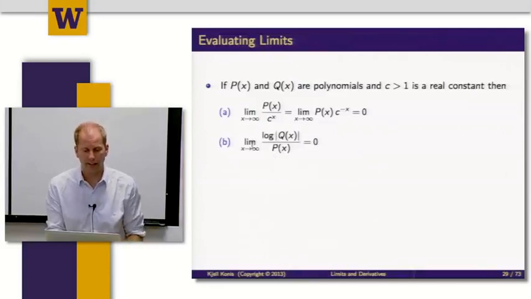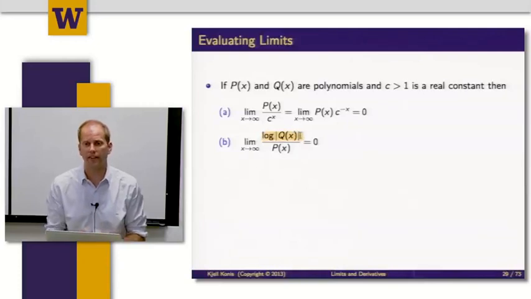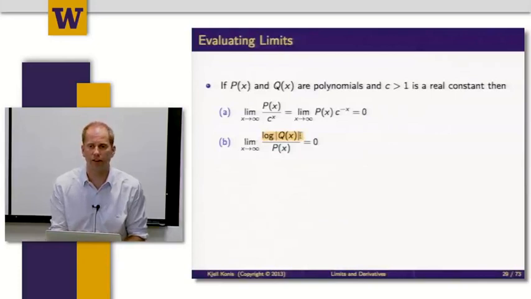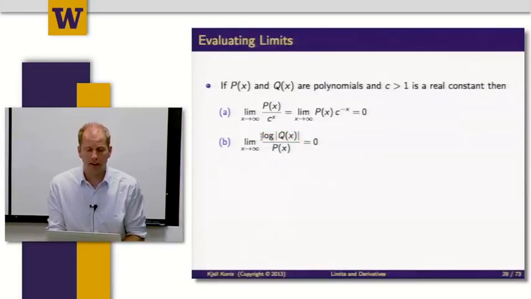And then kind of a similar result: if I take the log of the absolute value, so I need the absolute value just because of how log is defined. It's not going to work very well if I give it a negative number. The log of any polynomial divided by any polynomial, if I take the limit as x goes to infinity, that's also going to be 0.